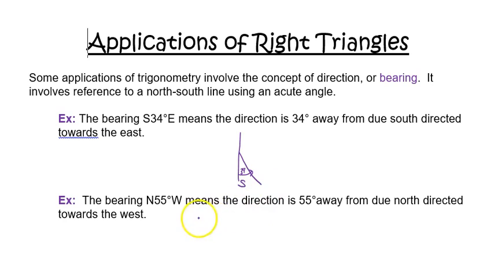The next one, the bearing north 55 degrees west, means again looking at the north-south line but orienting toward the north, then imagining going west of that, 55 degrees. So your angle would be here, and this would be 55 degrees. So again, first look at the north or the south, and then go in the direction east or west that they are giving you, and that will be the angle that you need.